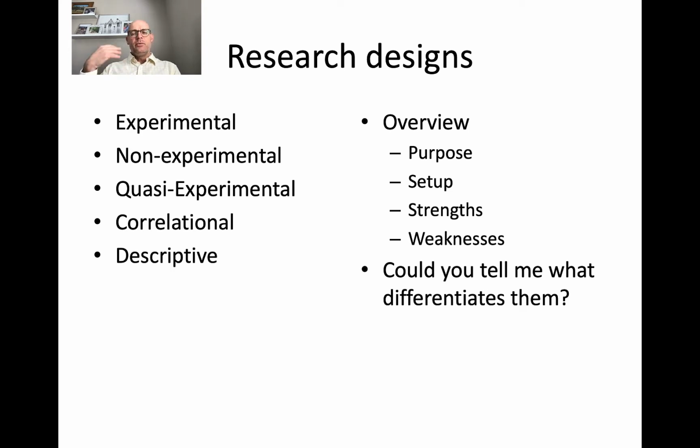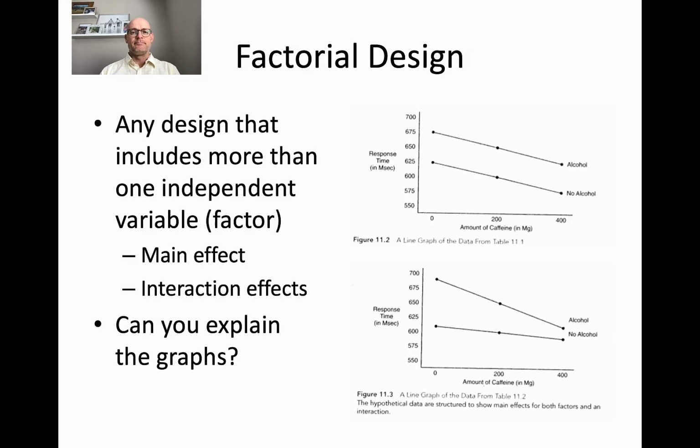So when you think about every research design, I want you to think about what purpose this design has. How do you set it up? And what are its strengths and weaknesses? Because each one will have a different set of those things. And then if somebody asked you, could you differentiate between these designs? Well, this one is strong in this and this one is strong in that. And hopefully between these two videos about experiments and quasi-experiments, you'll have a good sense of that.